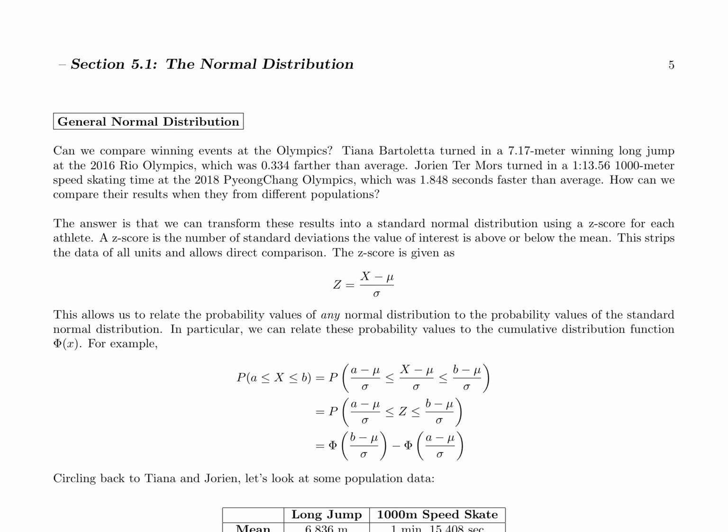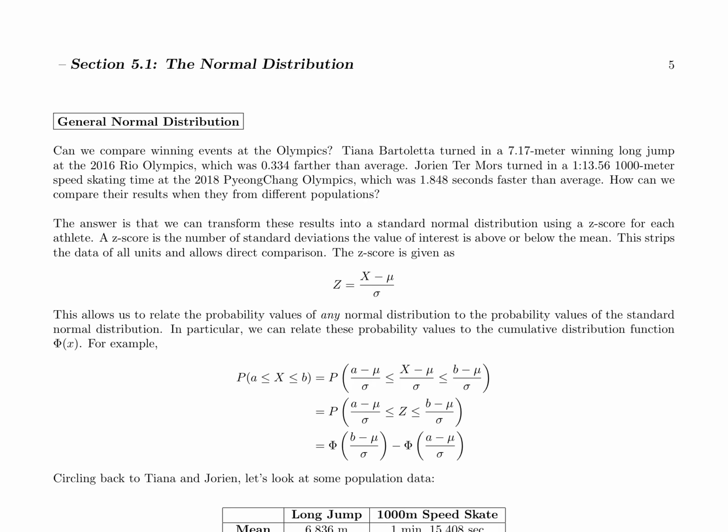So what happens when we're not talking about a standard normal distribution? Well, we're going to look at this in the context of an example. Can we compare winning events at the Olympics? Tiana Bartoletta turned in a 7.17-meter winning long jump at the 2016 Rio Olympics, which was 0.334 farther than average.